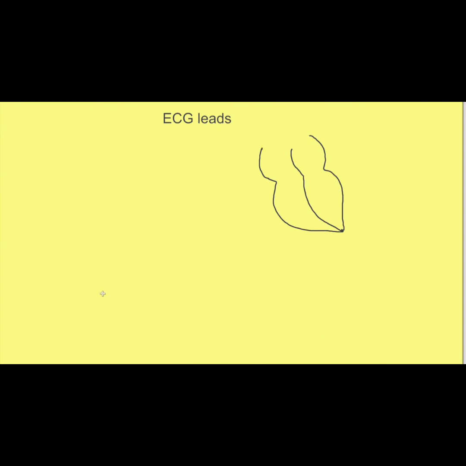Now let us see other ECG leads and how all these directions of depolarization and repolarization will be recorded in different leads. But why do we need so many ECG leads? There are in total 12 ECG leads. So why do we need all these leads? We can't get full information about the spread of depolarization from a single ECG lead.